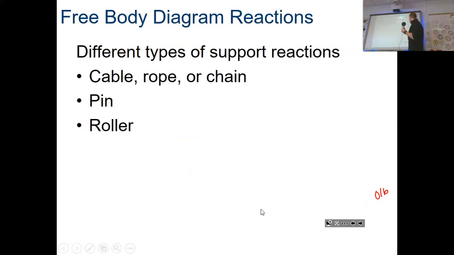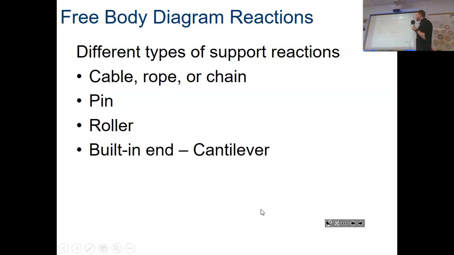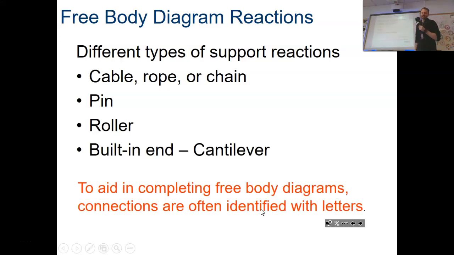Different types of support reactions. We can have cables, which you've seen me use already, so a rope pulling on something. We can have a pin, a roller, or a built-in cantilever. And I'll tell you more about specifically each one of these.